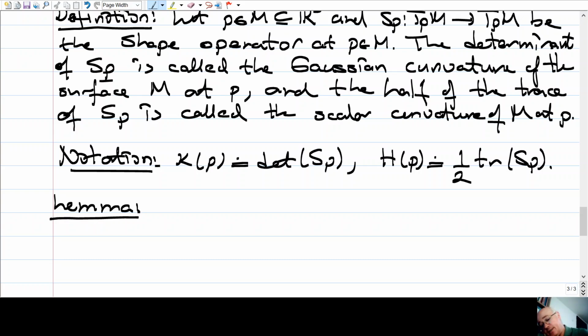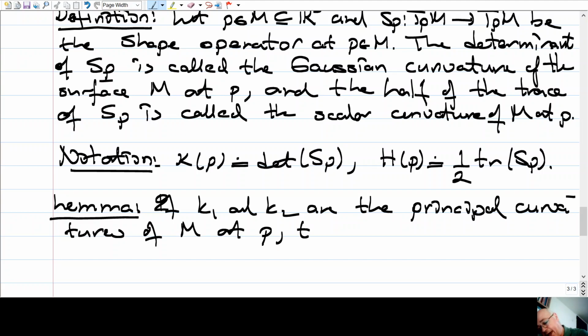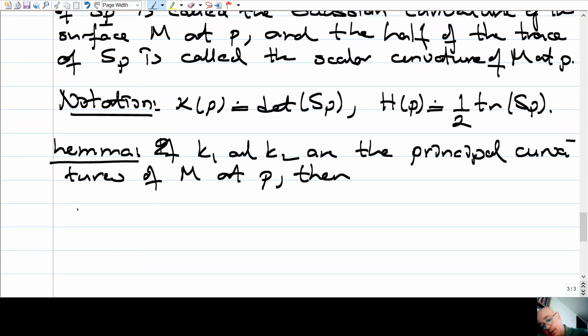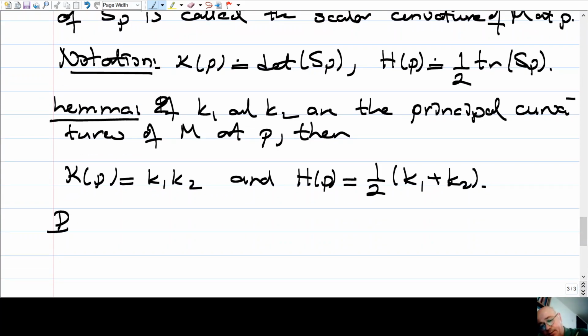The first lemma is this: if K1 and K2 are the principal curvatures of M at the point P, then the Gaussian curvature is nothing but the product of these two, and the scalar curvature is just the arithmetic mean of the principal curvatures. And the proof is very simple, of course.